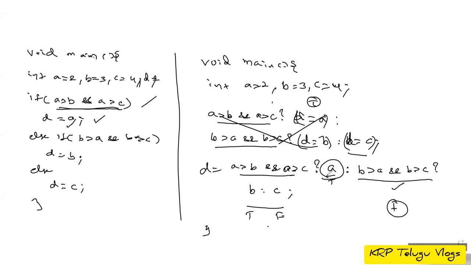Is that clear? Okay. So if this is true, where will it go? It will go here. Is that correct? Yes, sir. So who has asked this? Sai. Yes, sir.